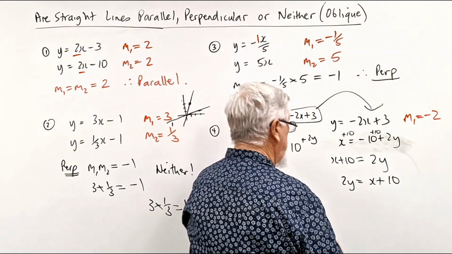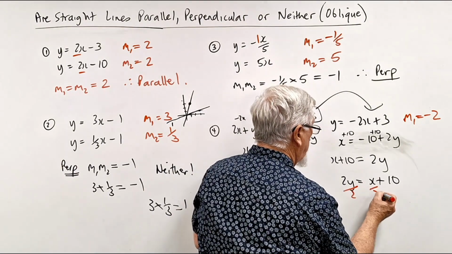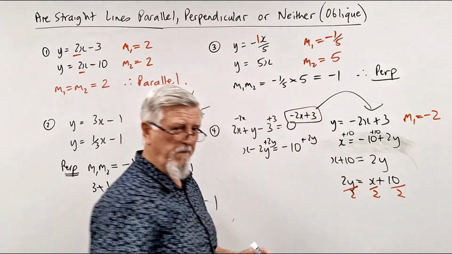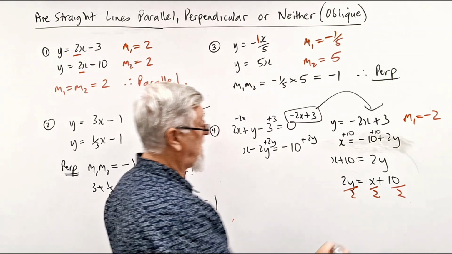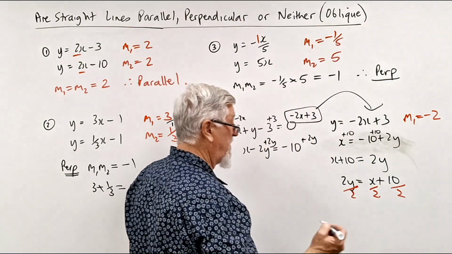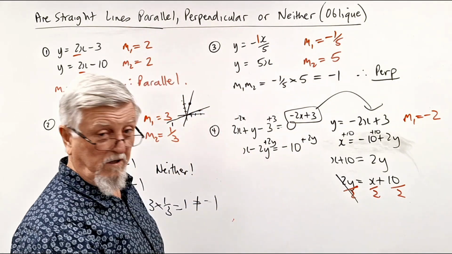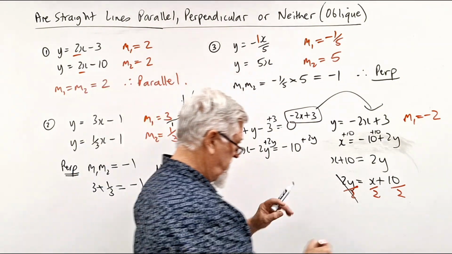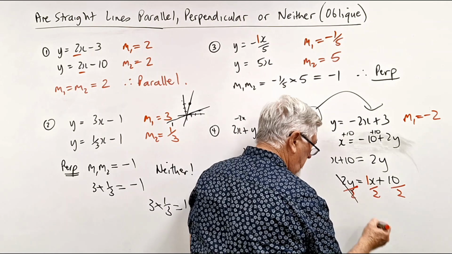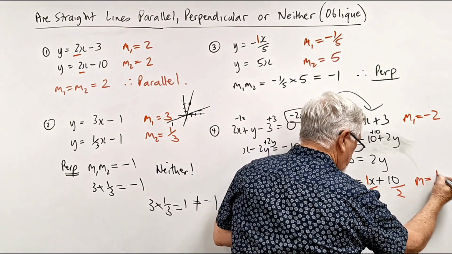If I divide this one by 2, divide that one by 2, and that one by 2. Remember, we're dividing all three of them. You can put them over the 2 in one go, but I tend to avoid that. And you've got y equals, and you can see it here now, even if you didn't want to write another line down, you can see that the gradient is a half. Remember, there's a 1 there. So that's a gradient of a half.